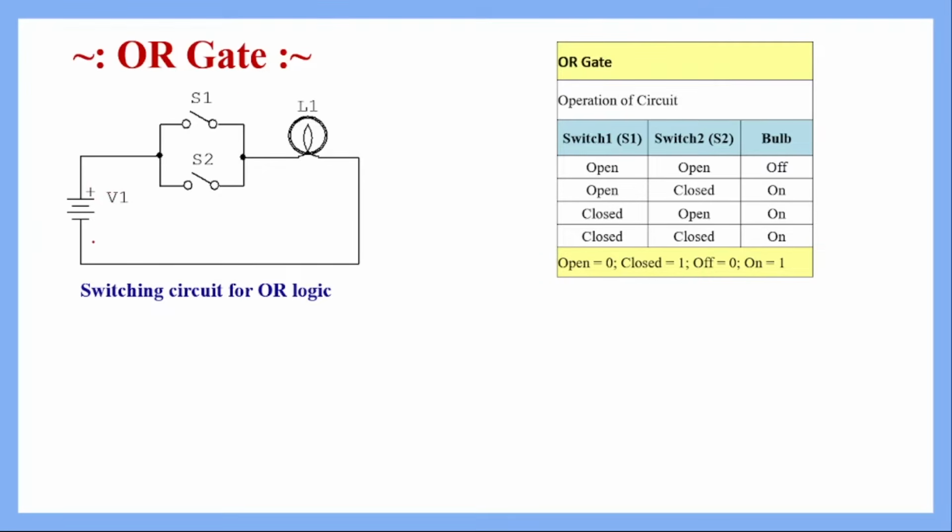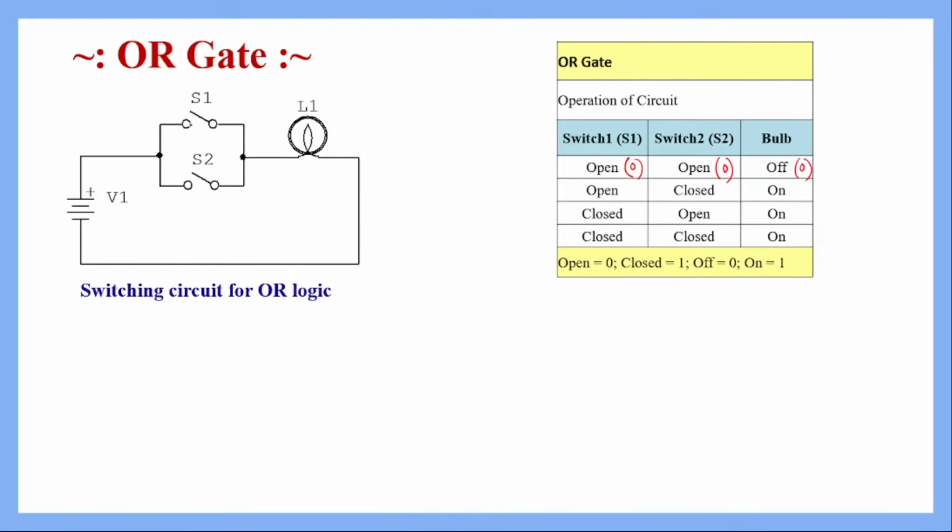Even though there is a voltage source physically, no current will be flowing through this bulb, and the bulb will not glow, it will remain off. So when both the switches are open, meaning 0 0, the bulb will not glow, so it will be at logical low value, which is 0.